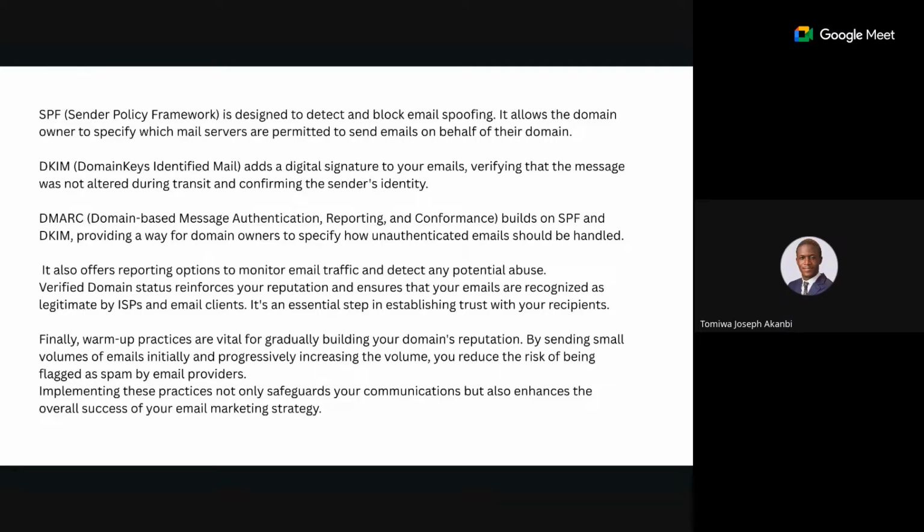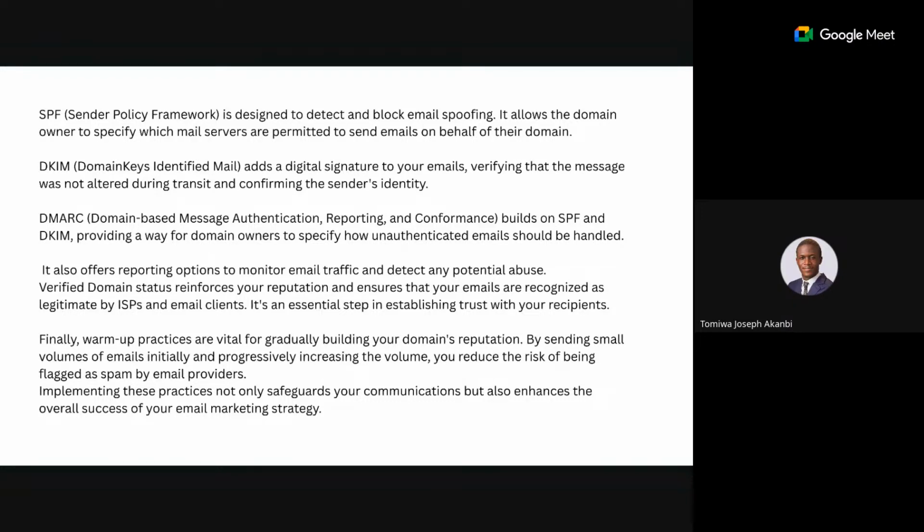Then DKIM means DomainKeys Identified Mail. It adds a digital signature to your emails to verify that the email was not altered, right? It's like putting a special secret stamp on every email you send, to say yes, I really sent this. It's just like me sending you a letter and my signature is on it. That's DKIM.